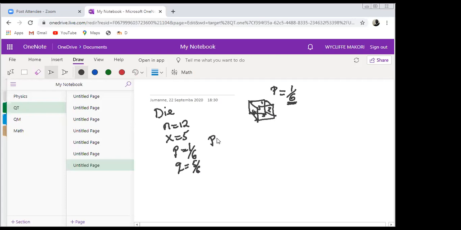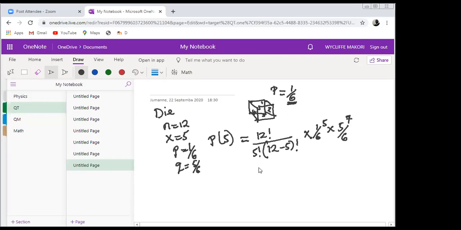So the probability that we are going to find to have face number 4 showing 5 times is going to be n factorial, which is 12 factorial, over x factorial, which is 5 factorial, into 12 minus 5 factorial. Then you multiply by p, which is the same as 1 over 6 power x, power 5, times 5 over 6, which is q, power n minus x, 12 minus 5. And you are going to find it the same as 12 minus 5 is the same as 7.